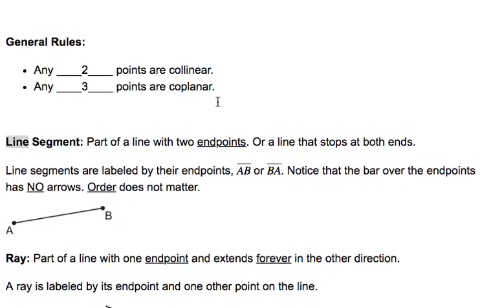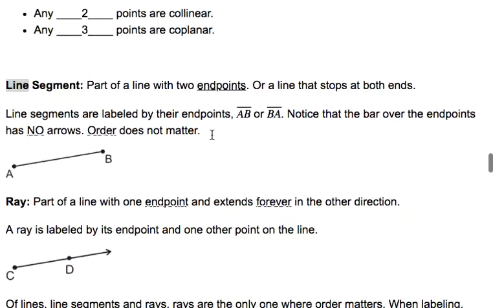We talked about how any 2 points are collinear even if they're not drawn that way. And likewise, any 3 points are coplanar even if they're not drawn that way. It's just a property. There's always a line that could be made between 2 points, and there's always a plane that could be drawn in between 3 points. So that's where we ended.